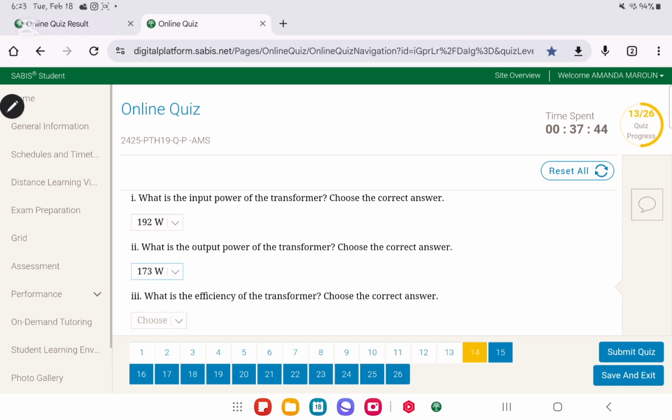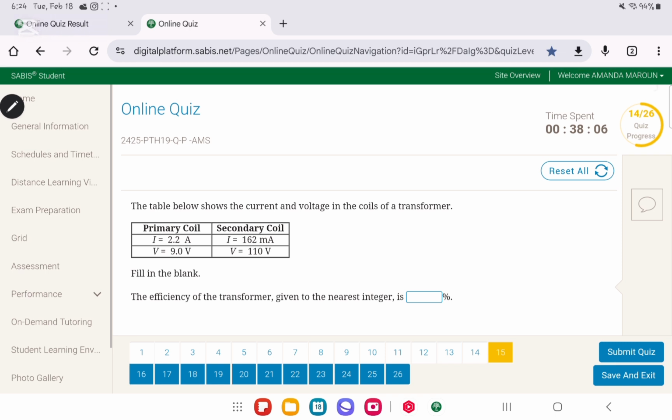Now they need the efficiency of the transformer. What you're going to do is take power 2, put it over power 1 times 100. So in this case, it is 173 over 192 times 100, and you will get an answer which is approximately 90%. So you are going to put it as 90%. We move on to question number 15.